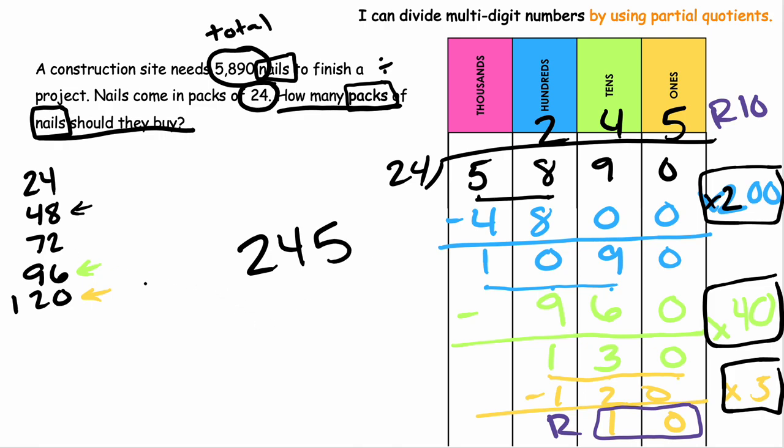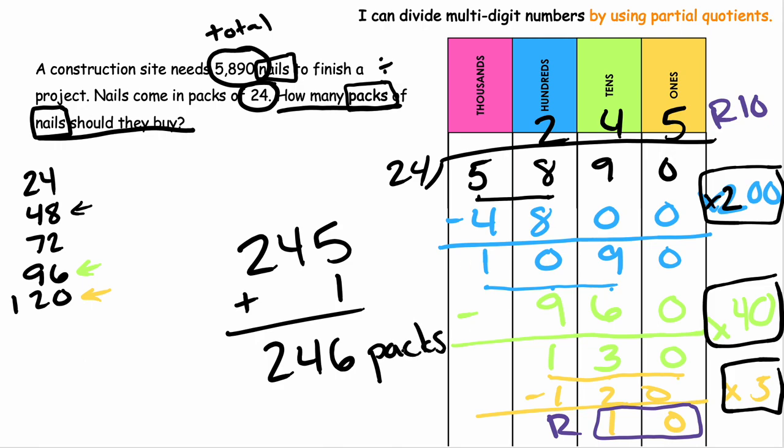So you have those 245 boxes of nails plus one full box, because you can't just buy 10 nails at this store. So we'll have 246 boxes or packs. They call them packs. 246 packs of nails.